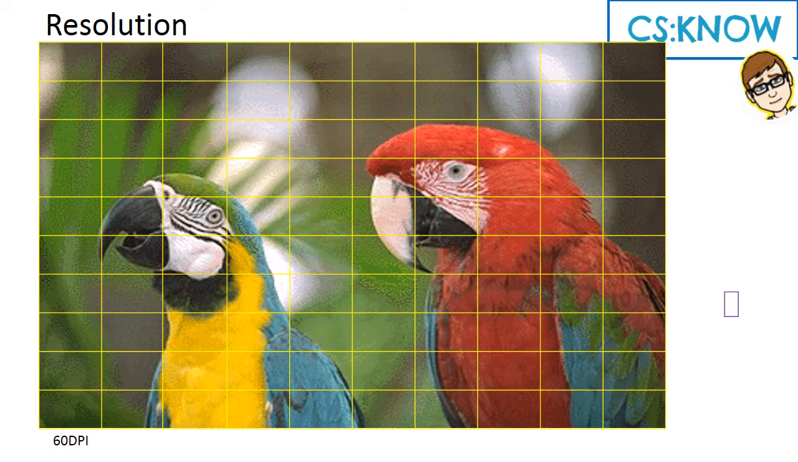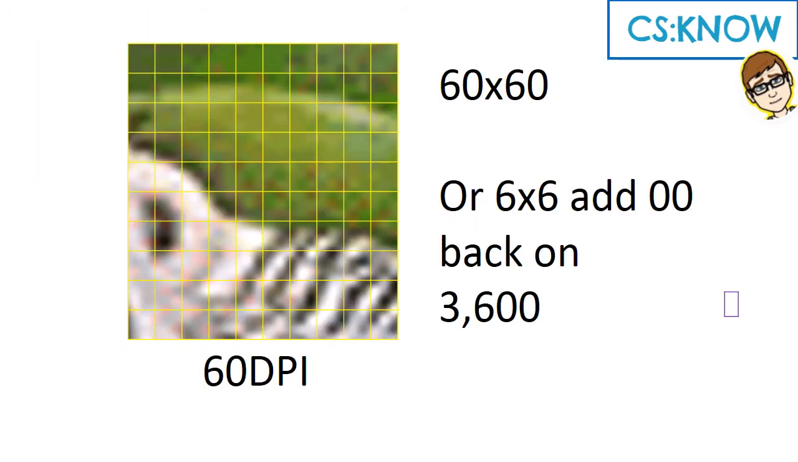In 1 square then, there are 60 dots per inch. So to calculate the resolution, first of all we need to find the area squared. So we need to find the area of that square. So 60 times 60, or 6 times 6 and then add 2 zeros on the ends, gives us 3,600 dots per inch.